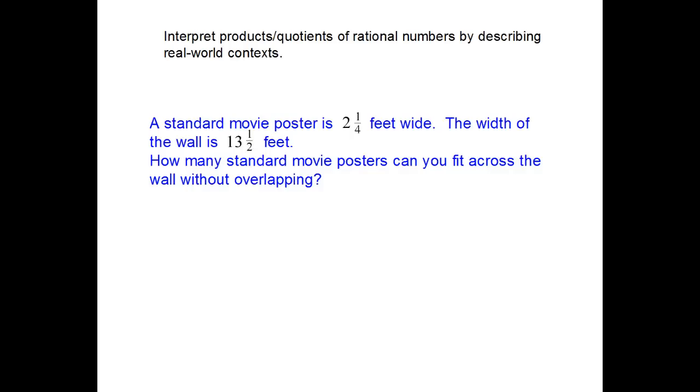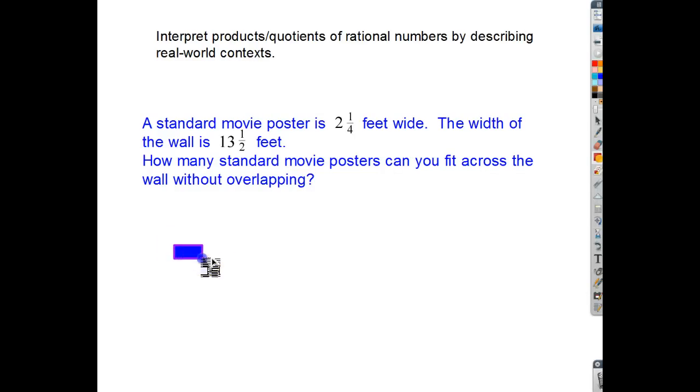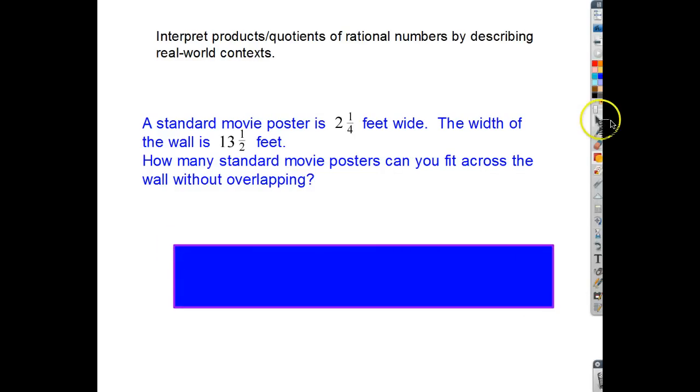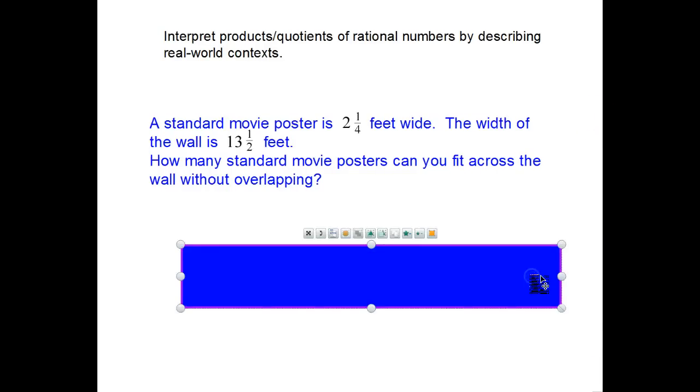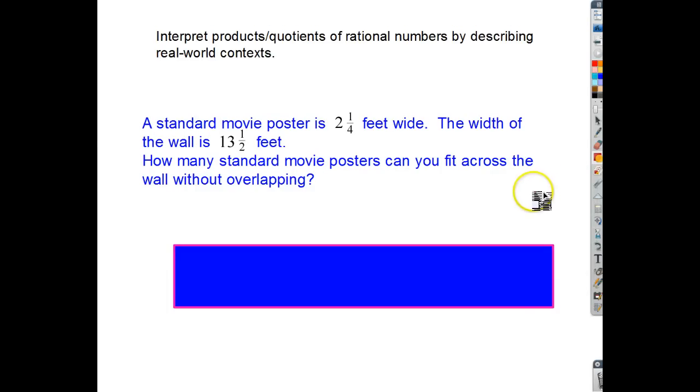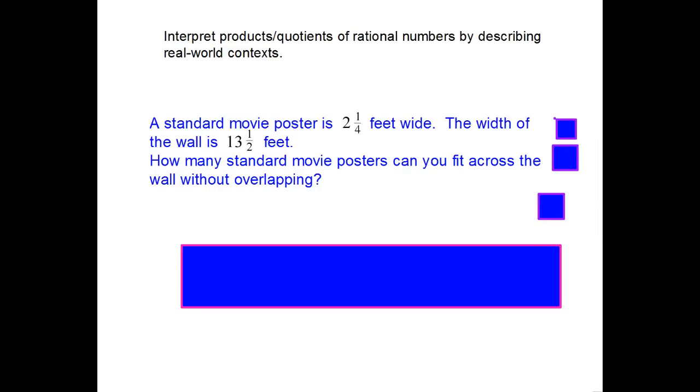You guessed it, division. If I have a 13.5-foot wall, I don't know, I'm just going to draw a line across here. Let's make it a rectangle. Okay, let's say that we have a 13.5-foot wall and I have a bunch of these little posters that I have to put in there. I don't know how many I'm going to be able to put in there, and they're all the same size at 2 1/4 feet. We're going to use division.